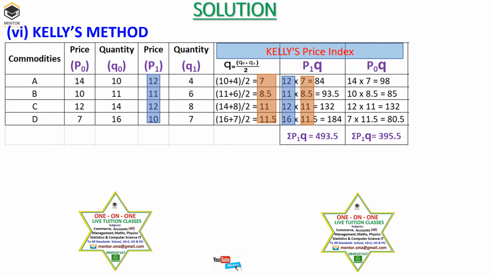So I am going to have this combination. I'm going to multiply. The final value I got here as the summation is 493.5. In the same way, I'm going to do the multiplication of P0 and Q. The final calculation for the summation of P0 Q is 395.5. So I got all these values under Kelly's method of price index.